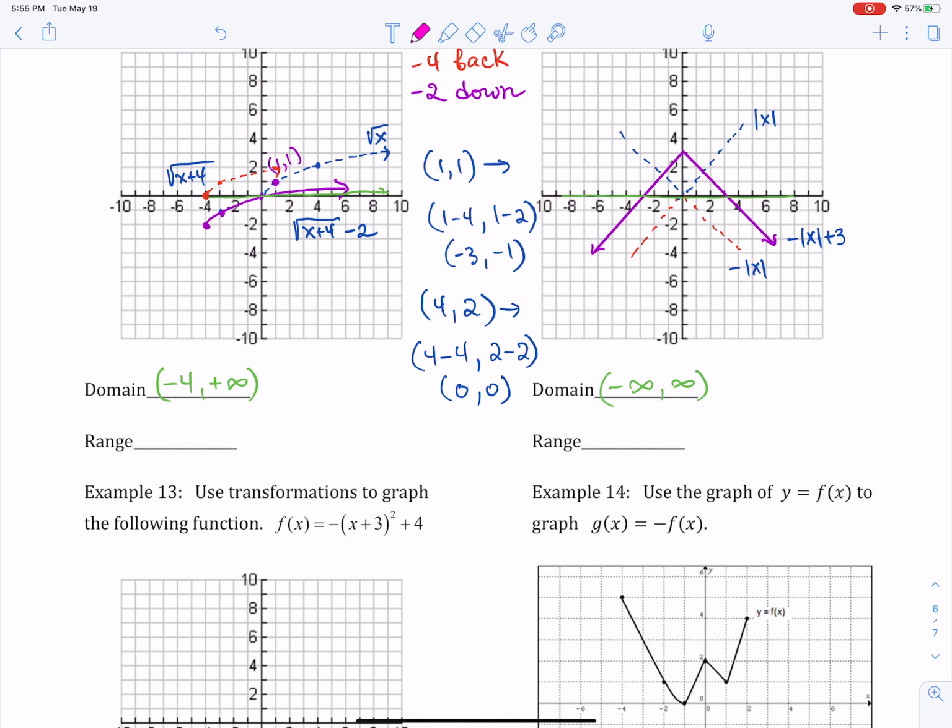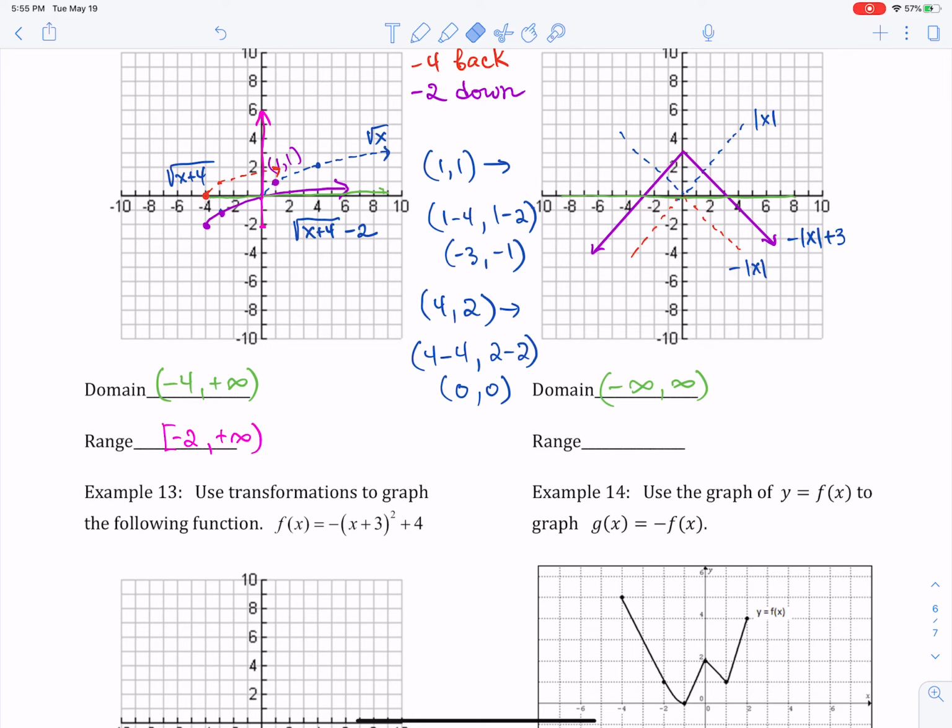Let's look at the ranges. Well, the range, it looks like the lowest point is at negative 2, and this graph is going to go up. And you may not see it on that picture, but this function is going to continue because of the arrow until infinity. So the range is going to have the lowest possible value of negative 2 and goes up to positive infinity.